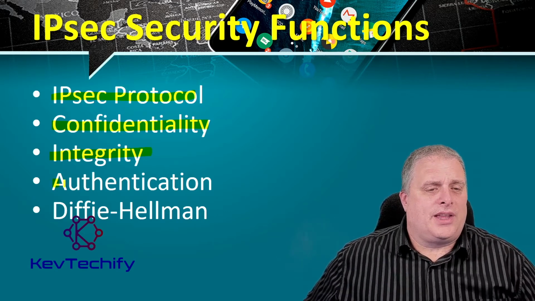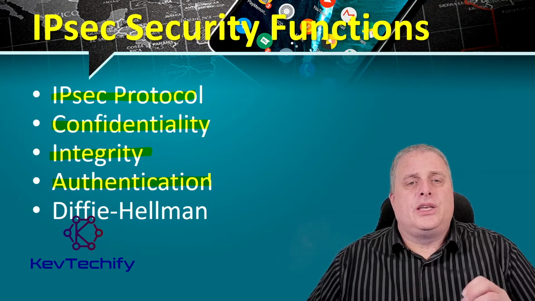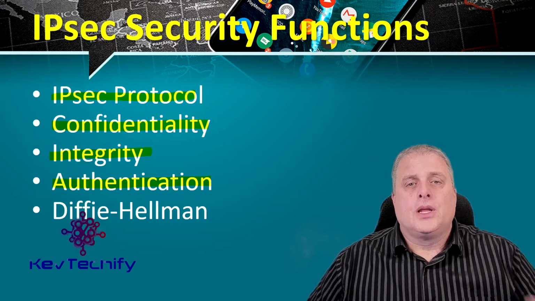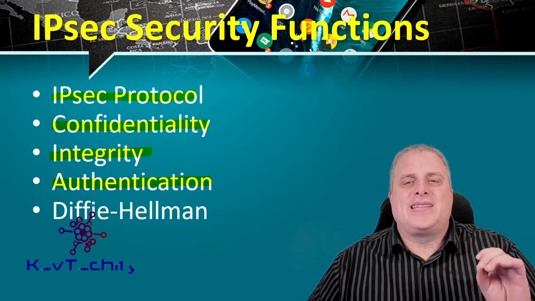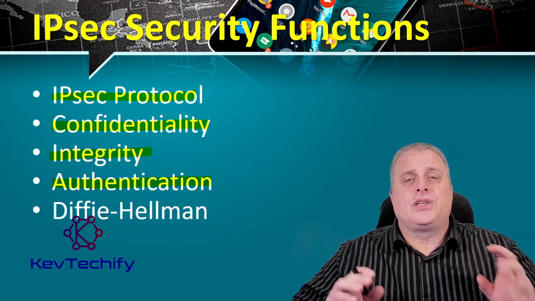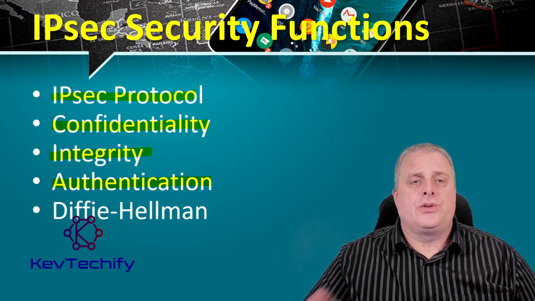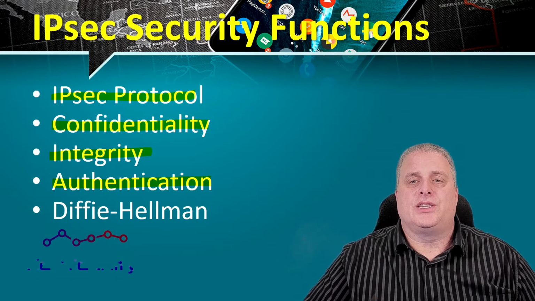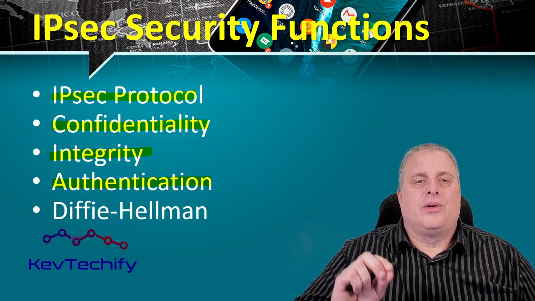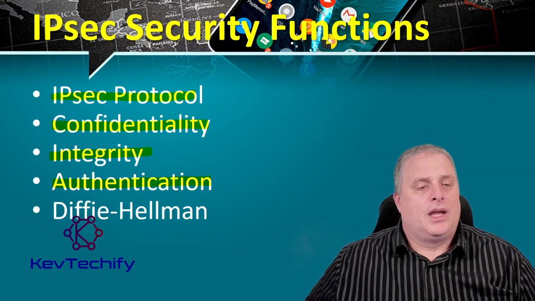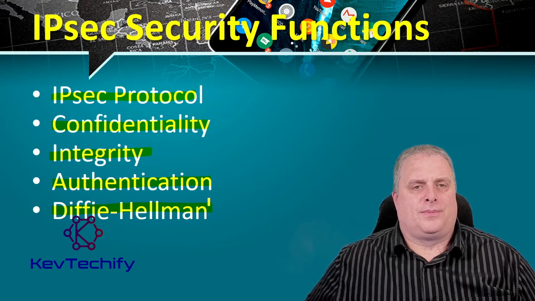Then we have authentication. IPsec uses Internet Key Exchange, also known as IKE, to authenticate users and devices that carry out communication independently. IKE uses several types of authentication, including usernames and passwords, one-time passwords, biometrics, pre-shared keys, and digital certificates using the Rivest-Shamir-Adleman or RSA algorithm. And then finally, we have Diffie-Hellman.